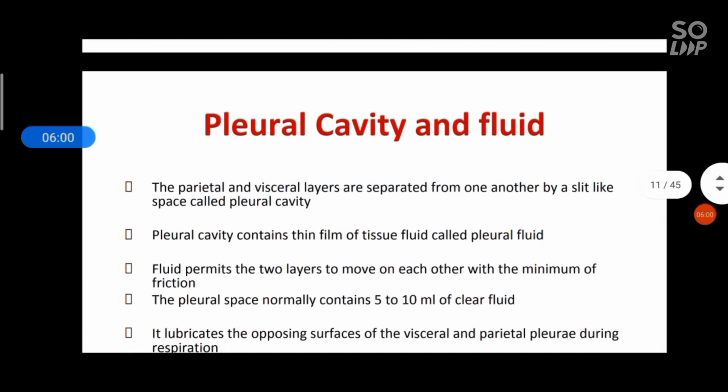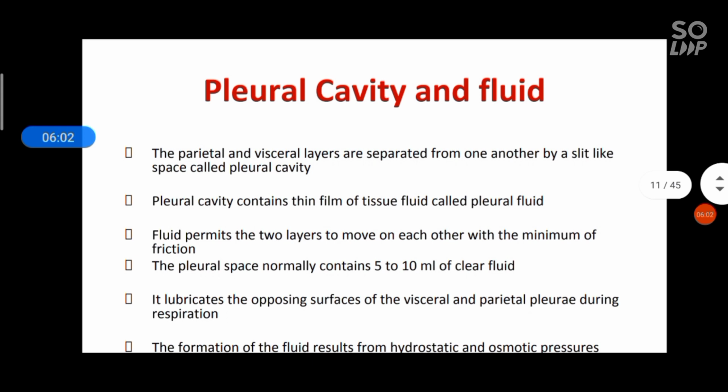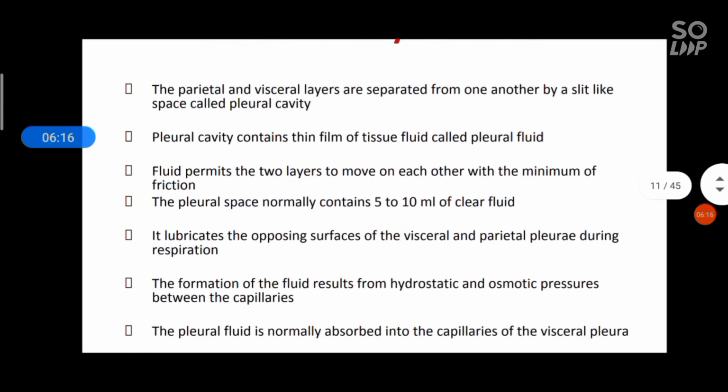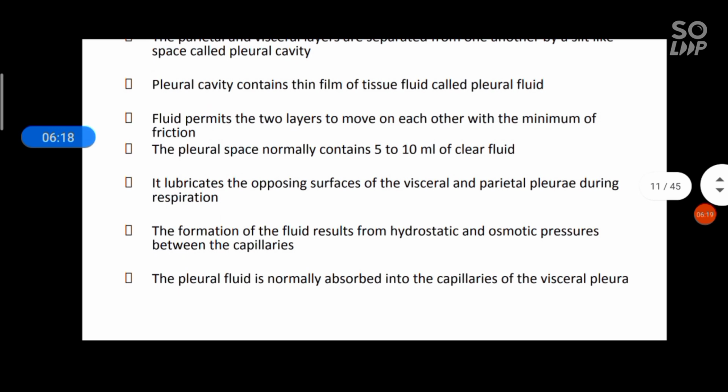The next is pleural cavity and fluid. The parietal and visceral layers are separated from each other by a slit-like space called the pleural cavity, and this pleural cavity contains thin tissue fluid. The amount of this fluid is 5 to 10 ml, and it permits the two layers to move on each other.